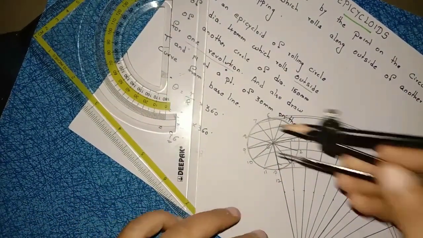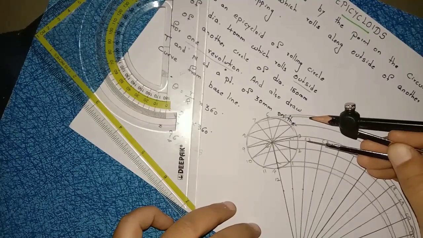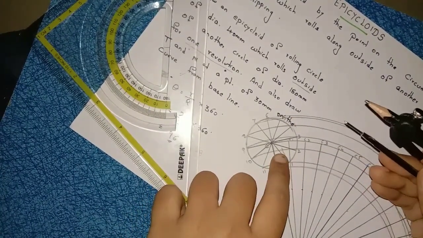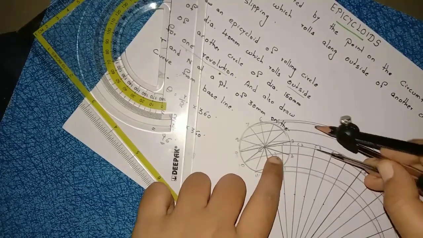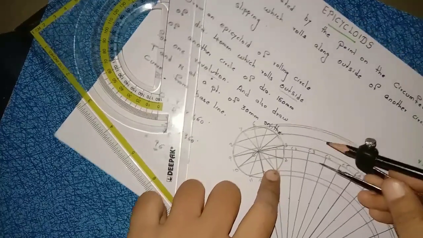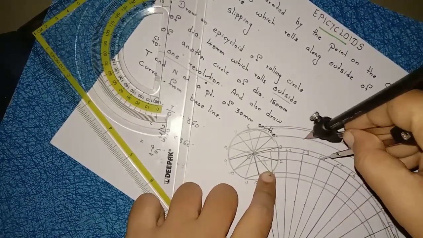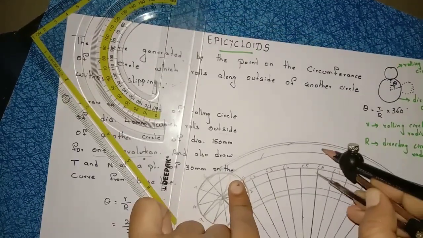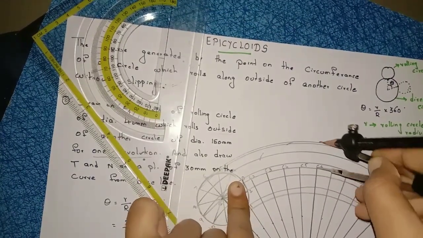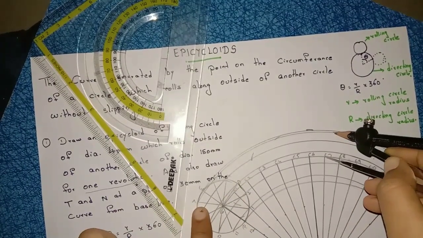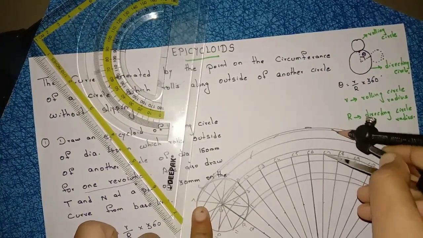Then, same radius of the circle, C2 as center, draw the arc on the second line. See, second point, second arc. C3 as center, third point, third arc. C4 as center, fourth point, fourth arc. C5 as center, fifth arc. C6 as center, sixth arc. C7 as center, seventh point. I am drawing the seventh arc on the seventh line.